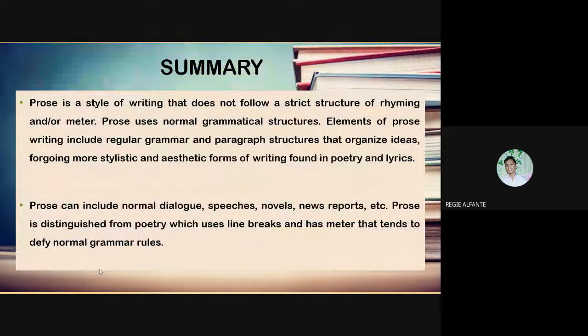So in summary, prose is a style of writing that does not follow a strict structure of rhyming or meter. Prose uses normal grammatical structures. Elements of prose writing include regular grammar and paragraph structures that organize ideas, foregoing more stylistic and aesthetic forms of writing found in poetry and lyrics. The prose can include normal dialogue, speeches, novels, news reports, etc. Prose is distinguished from poetry, which uses line breaks and has meter that tends to defy normal grammar rules.